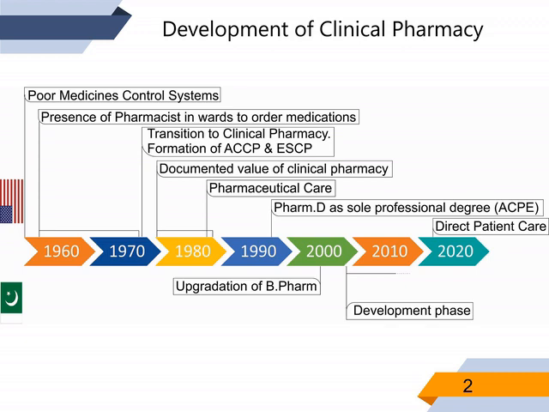The year 1979 was a pivotal year in international clinical pharmacy. That year, both the American College of Clinical Pharmacy, ACCP, and the European Society of Clinical Pharmacy, that is, ESCP, were formed. These organizations were created by pioneering clinical pharmacists. These organizations specifically represented and promoted clinical pharmacy.